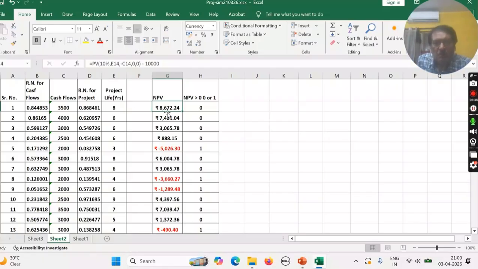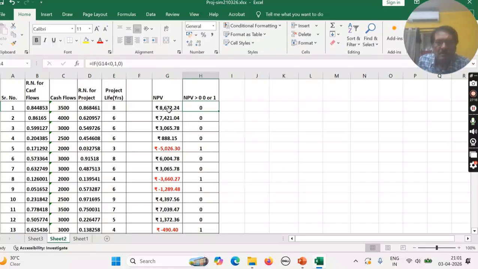So in this way you can find out the net present value with the help of this formula. It is not very hard. You can check it. Up to this is the present value for 8 years of rupees 3,500 cash inflows each year, minus one-time cash outflow. In this way I have just dragged the formula for every cell up to 500, and the NPV value has been calculated.